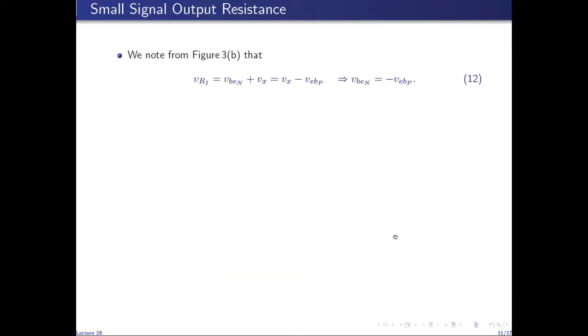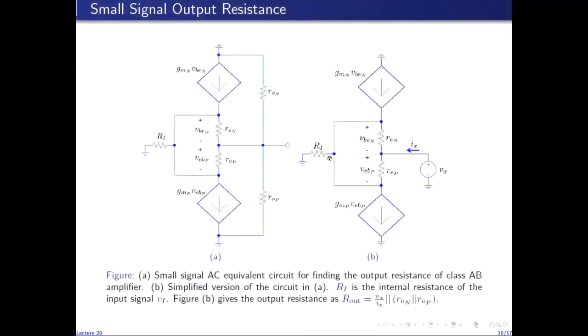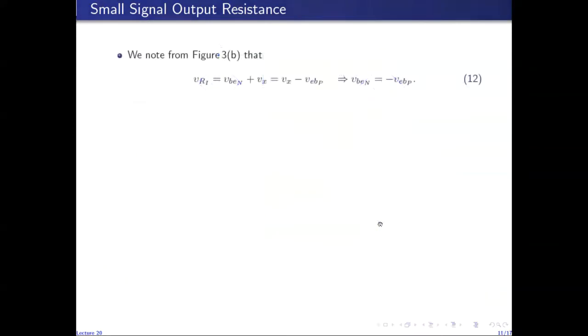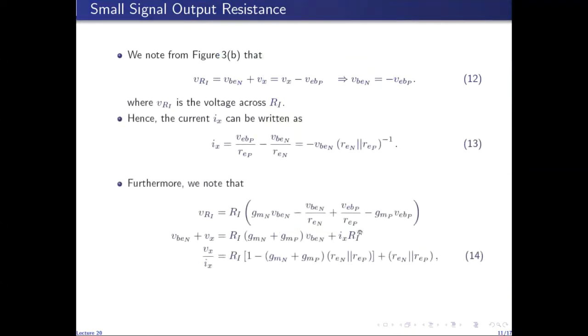So I can write VRI by finding the current through Ri flowing in this direction, and then multiplying by Ri. So the current flowing through Ri is the sum of the currents flowing in this branch and in this branch. This current is given by GMN VBEN minus VBEN over REN. And this current is given by VEBP over REP minus GMP times VEBP. So I write VRI like this: GMN VBEN minus VBEN over REN plus VEBP over REP minus GMP VEBP.